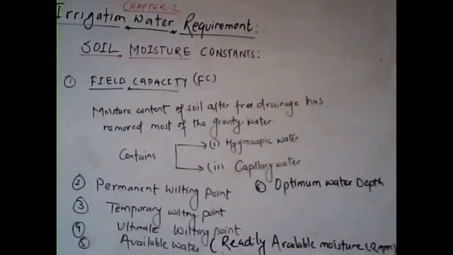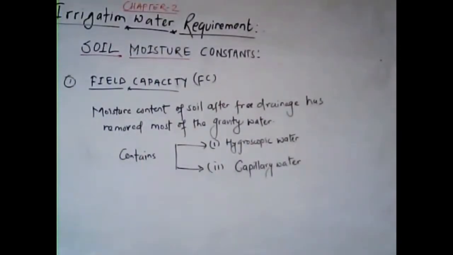Now friends, we will be going through the soil moisture constants topic. In this topic, we will go through the different topics like field capacity, permanent wilting point, temporary wilting point, what the ultimate wilting point is, what the available water or readily available moisture (RAM) is, and what the optimum water depth is. We will explain each of these briefly.